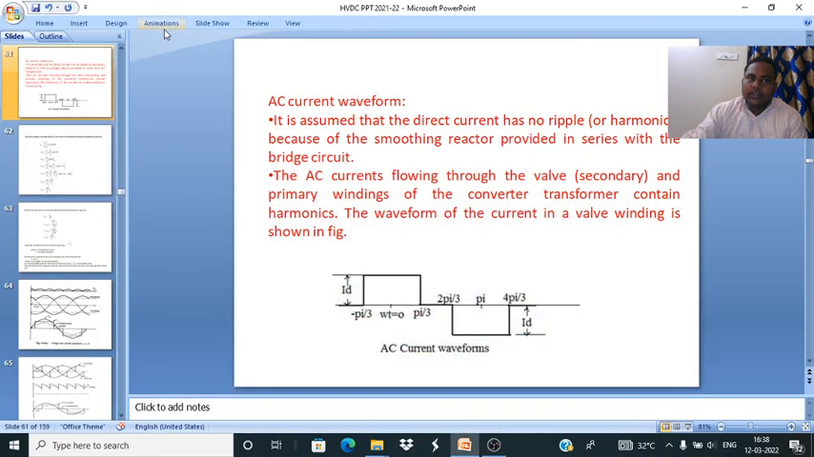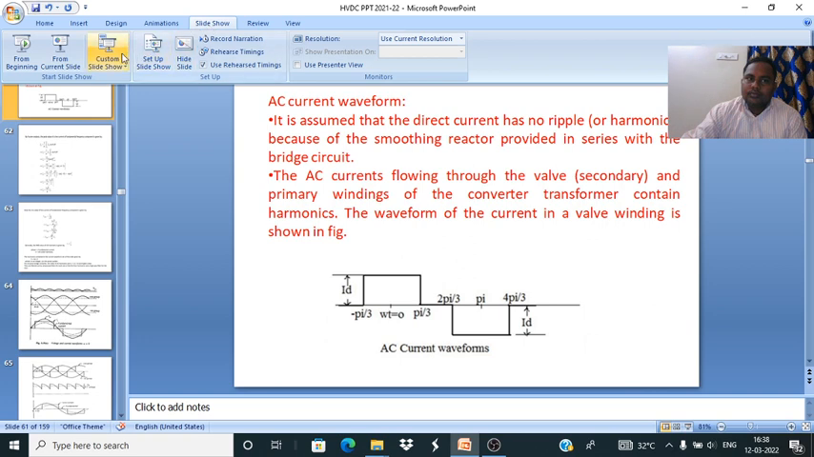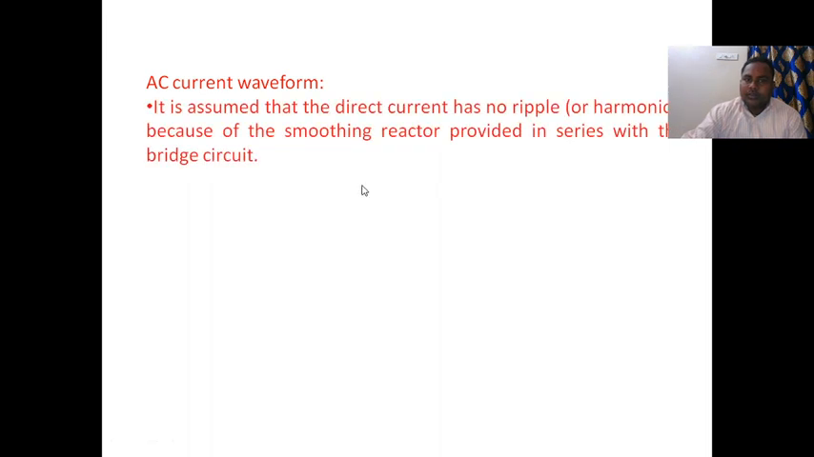So the next topic in unit 2 is AC current waveforms. This analysis is with overlap. In with-overlap conditions, we analyze the waveforms, whenever alpha varies, how the output value varies.